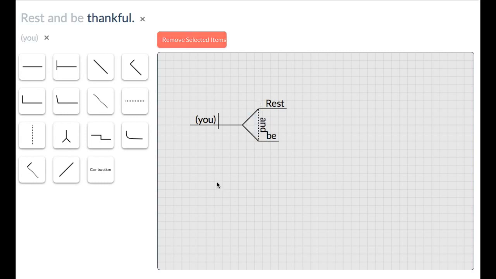There we go. Okay, now we have one word left. We have to figure out what this word is doing. Thankful. Well, it's coming off of the verb be. It's coming after the verb be.